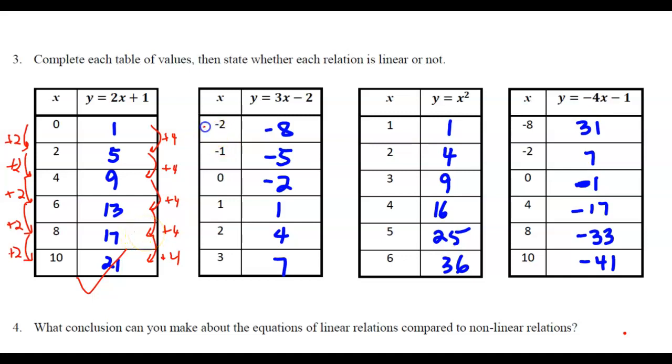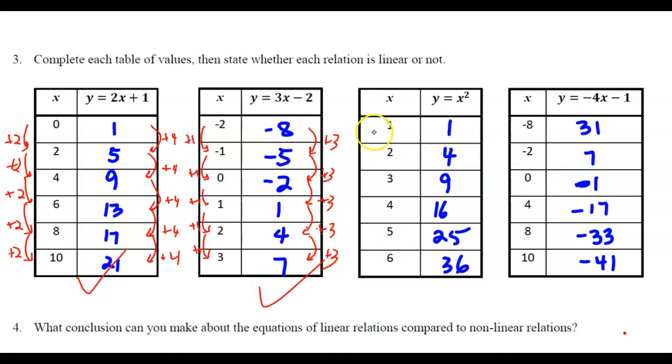Then the next one, I'm increasing by 1, by 1, by 1, by 1, all by 1s. So that means these have to be the same. So that's by 3. Are they all up by 3? Yep, they sure are. So that's linear.